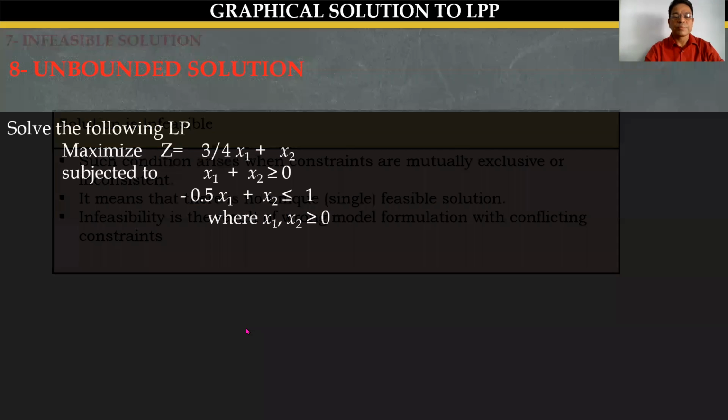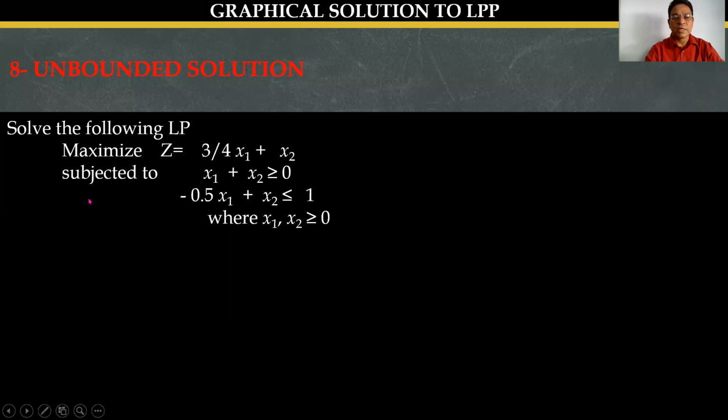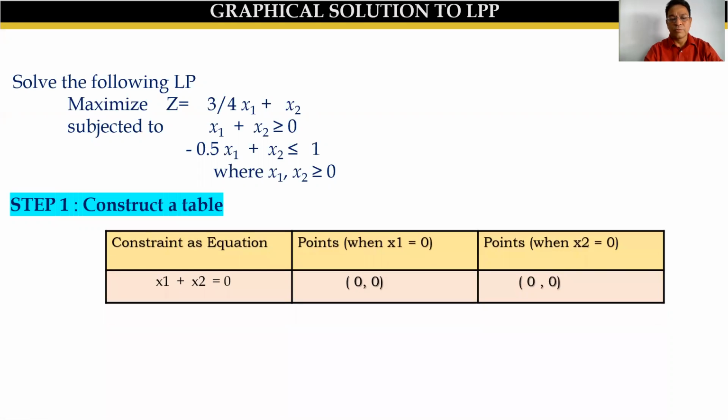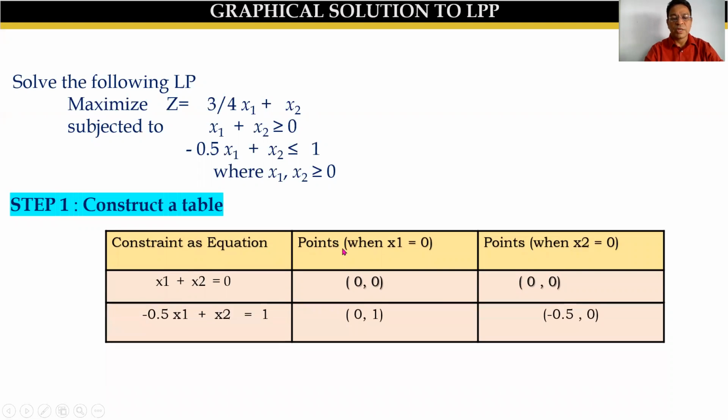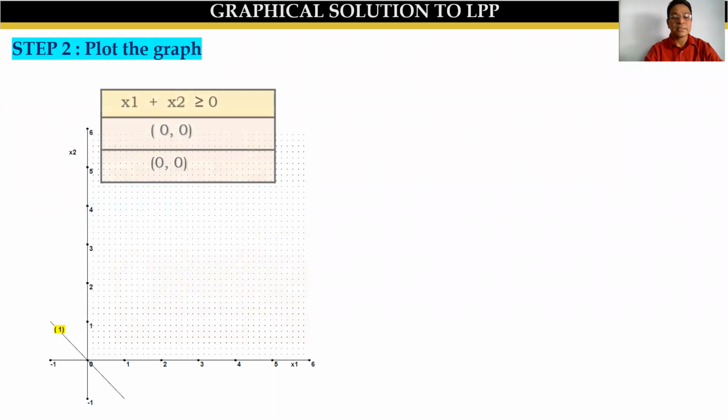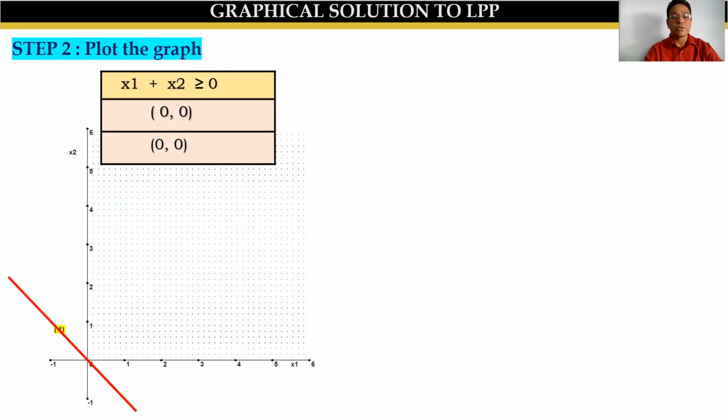And there is one more situation we'll come across, which is called unboundedness or an unbounded solution. So we'll see this problem to understand what an unbounded solution is. We'll construct the table. We know now how to construct the table. We have two lines. We'll mark the line. The first line is saying x1 plus x2 should be greater than or equal to 0. So this is the region.